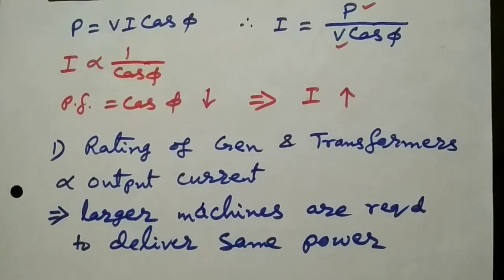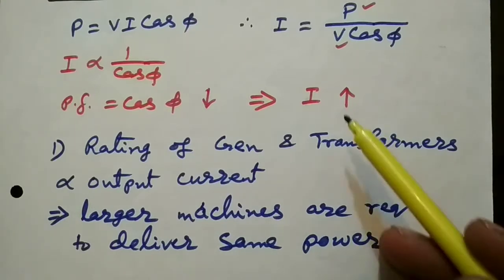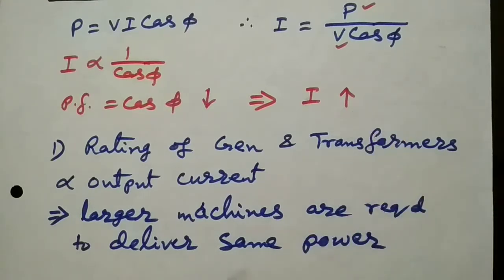So if the power factor is low, the current will be high. The rating of the generator and transformer is directly proportional to the output current. So high current means larger machines are required to deliver the same amount of power.